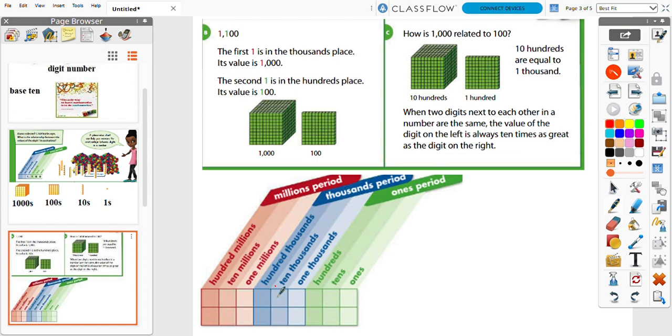I don't have 10,000s, 100,000s, 1 million, 10 million, 100 million blocks. They do exist, but to keep it simple to understand, let's just go with a 5 in the hundreds and a 5 in the tens. Nice looking 5s, Mr. Hoffman.